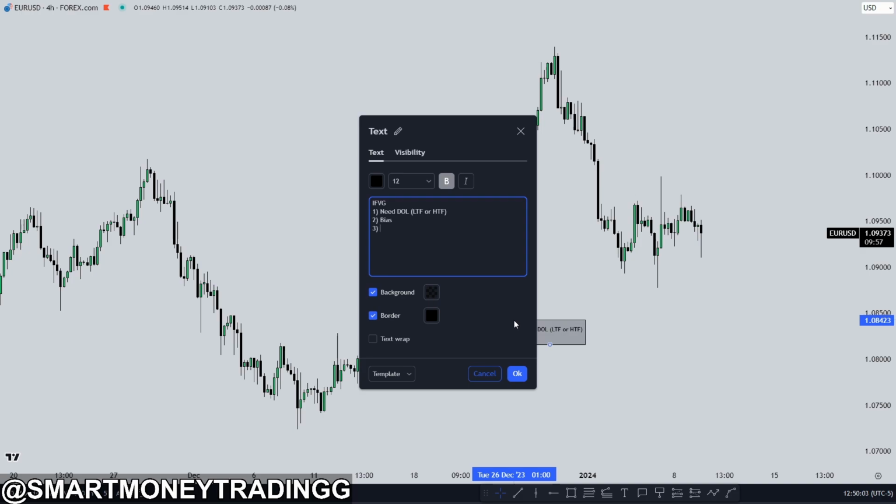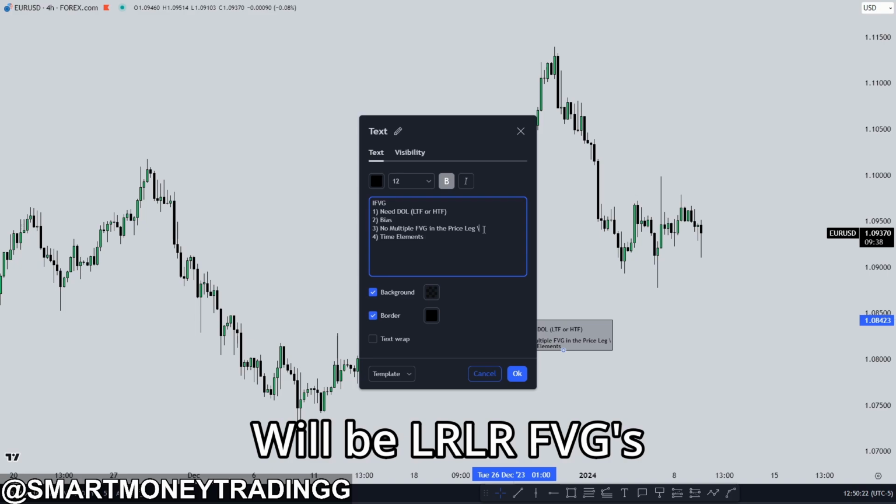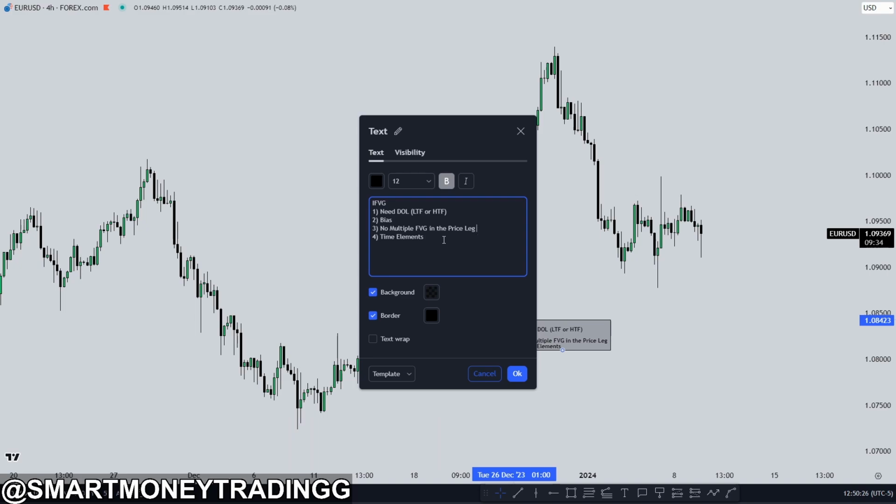Another thing is you don't want to have multiple fair value gaps in the price leg. What I mean by that is having a big expansion move. I'm going to show you guys what that means though. You don't want too many fair value gaps overlapping all in one price leg, because then you don't know which one to use for your inversion model. So that's why I don't recommend using this model with multiple fair value gaps in the price leg. I would rather use something else.